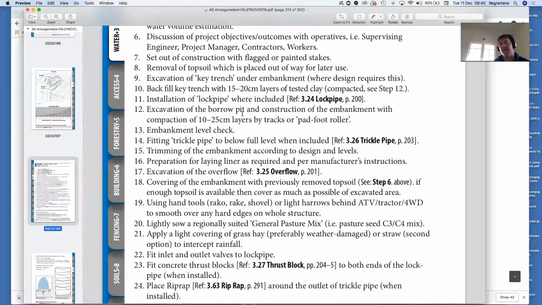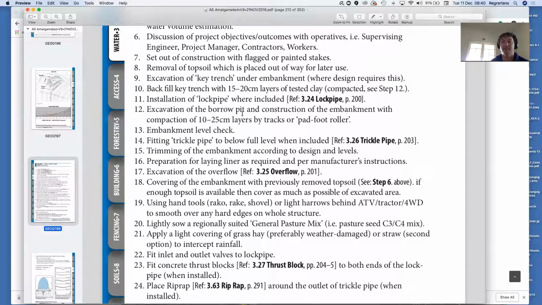As we get up closer to the full embankment height, we might install a trickle pipe, and that'll be below the full water level. Now, the full water level will be determined by the spillway height or the overflow height. The trickle pipe will allow those lower grade flows, those more general flows that come along, to be released from the dam, instead of going through the earthen spillway, which makes it more prone to erosion, as opposed to going through a plastic pipe.